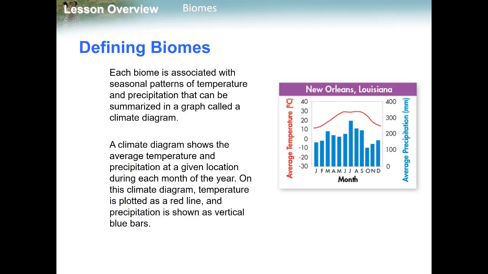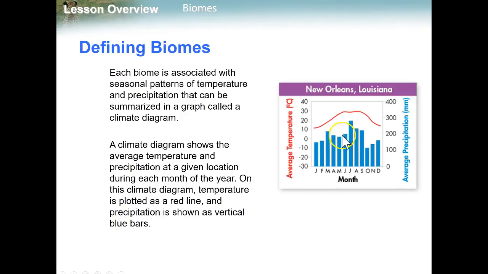And we were just getting ready to talk about biomes. The way that we define biomes is to associate it with its seasonal patterns of temperature and precipitation. And we can put that into a graph like you see here. And I will tell you that you will see graphs like this on the test, quiz, or whatever assessment that we have for this section.